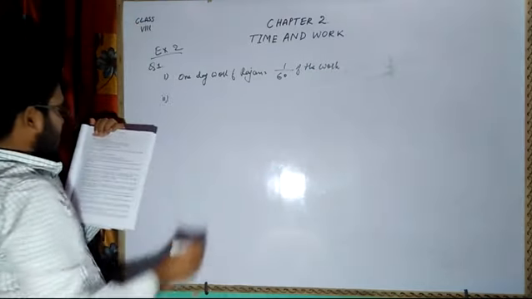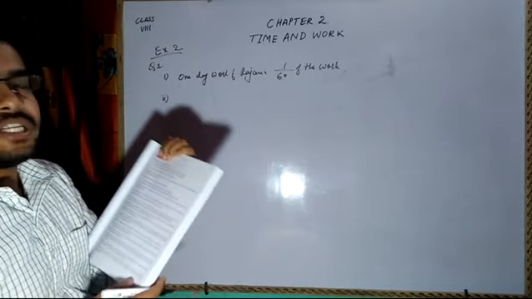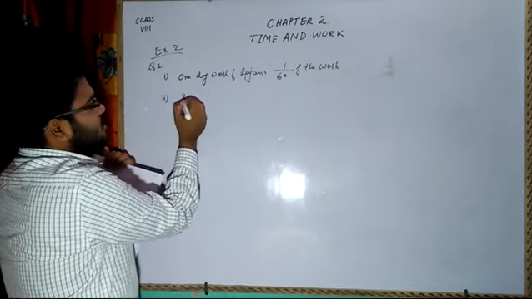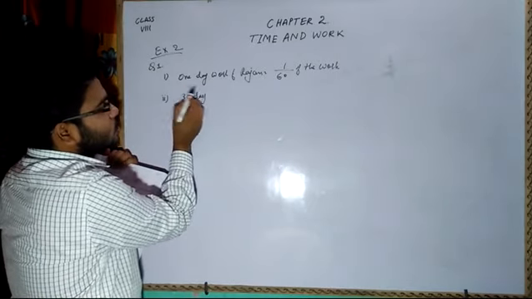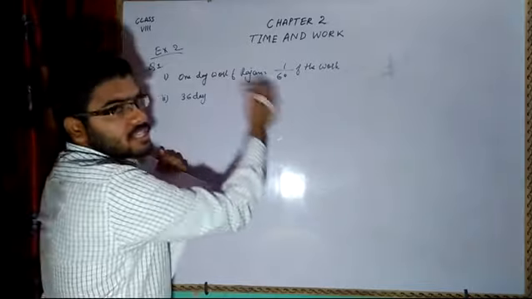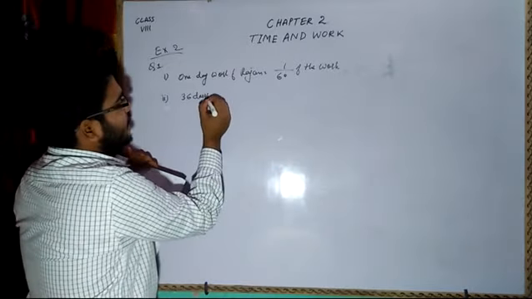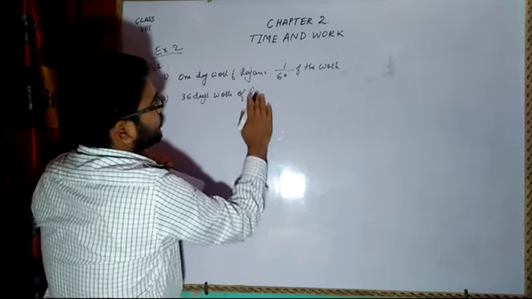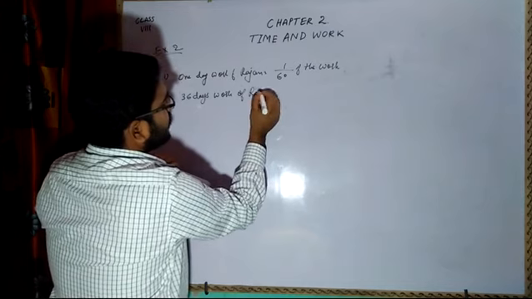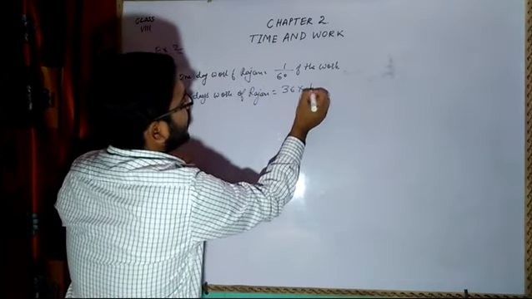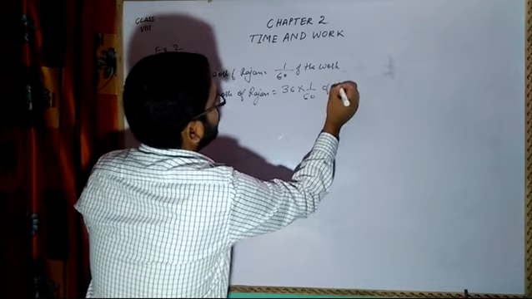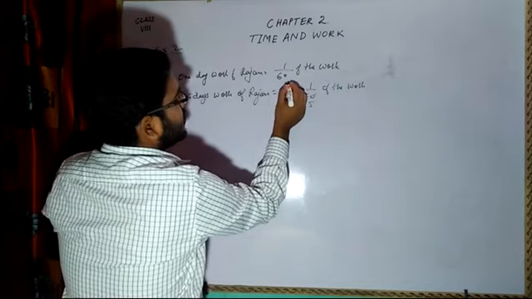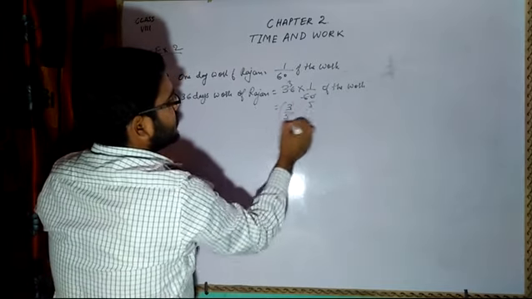Second, they are asking how much of the job will he be able to do in 36 days. So in 1 day he is able to do this much work. So 36 days, I said 2 day work will be 2 into 1 by 60, 3 into 1 by 60, n into 1 by 60. So 36 days work of Rajan is equal to 36 into 1 by 60 of the work. That means 12 fives are 12 threes are. So 3 by 5 is your answer.